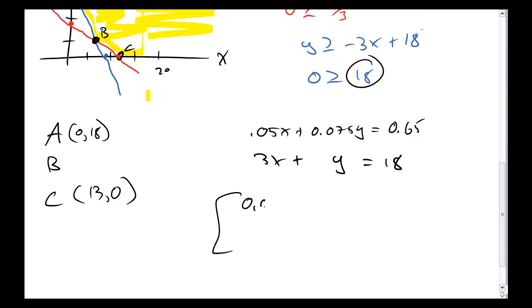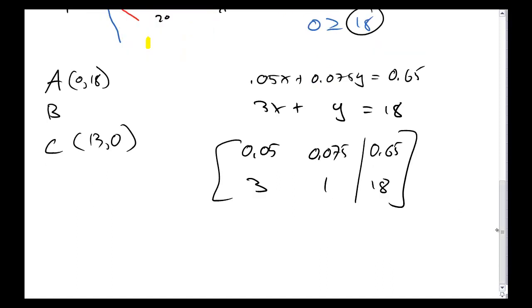So I got 0.05, 0.075, and then 0.65. And then I have 3, 1, and 18. Again, there's lots of different ways I could solve this. I'm going to try to do a way that avoids dealing with decimals and avoids dealing with fractions. So the first thing I'm going to do is multiply row 1 by 40. If I multiply row 1 by 40, I should get 2, 3, and 26.